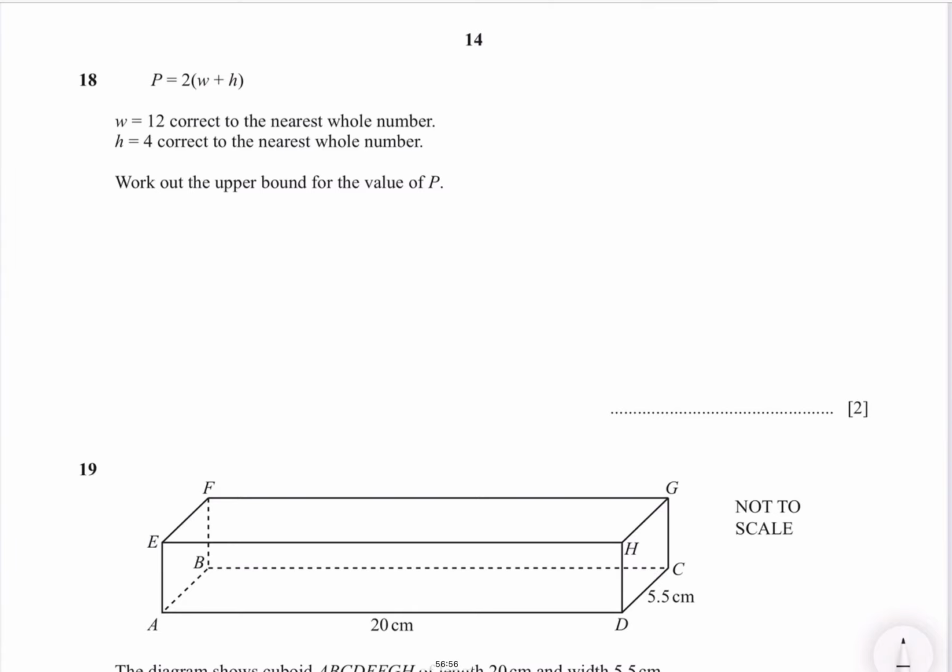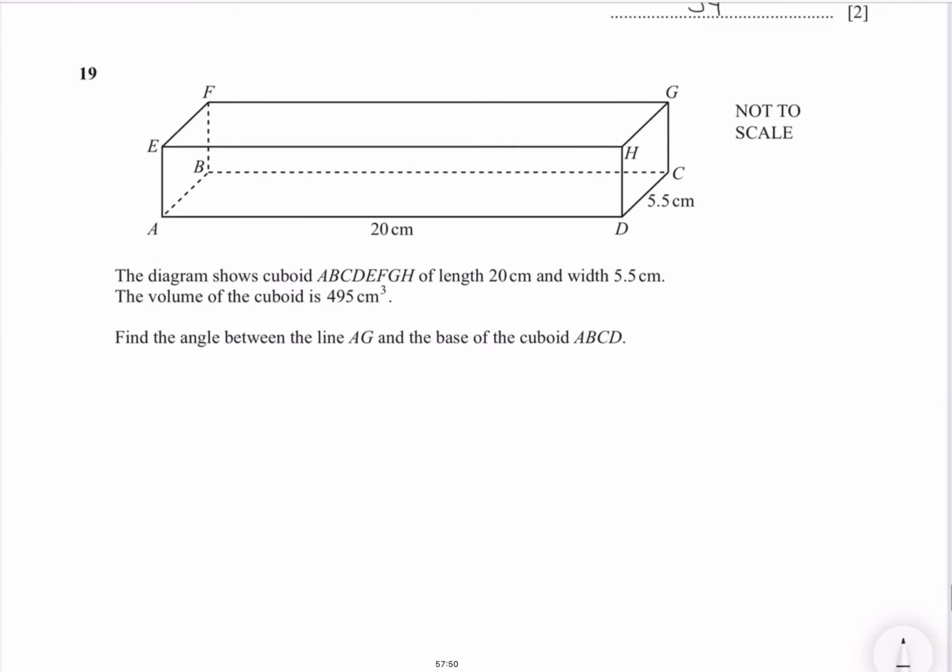So when there is no value after "correct to the nearest", and it is given that it is a whole number, you have to add 0.5 to it, or subtract 0.5 from it. So for the upper bound you can write 2 bracket, for W you write its upper bound, which is 12.5, plus 4.5, which is the upper bound of 4. So now solve it. So this is 34.